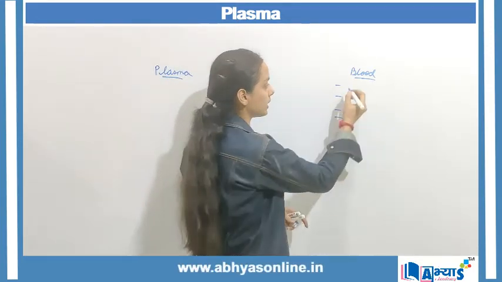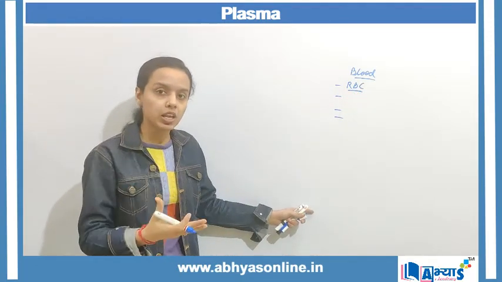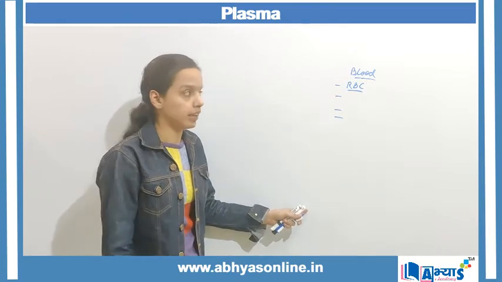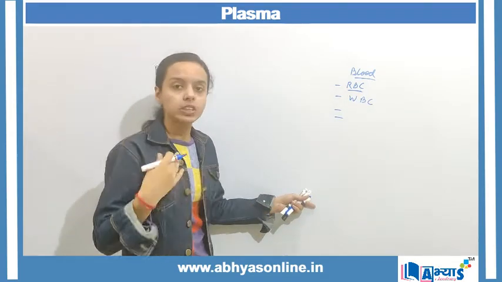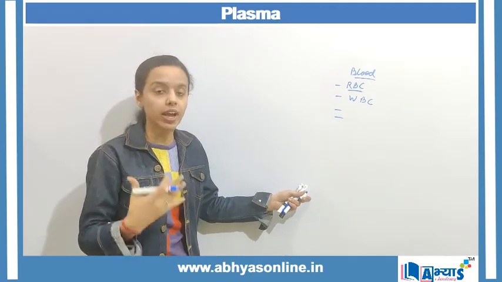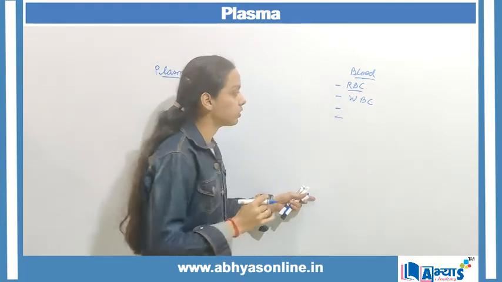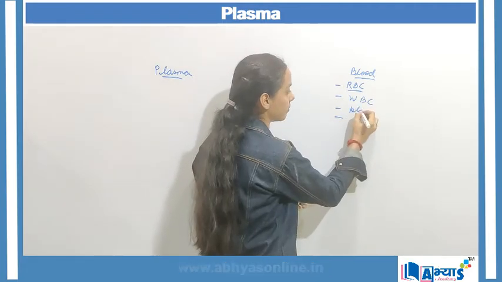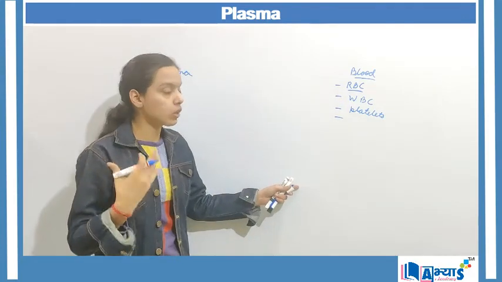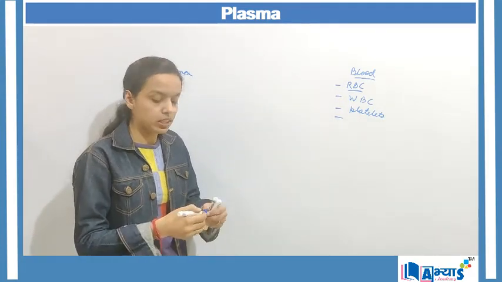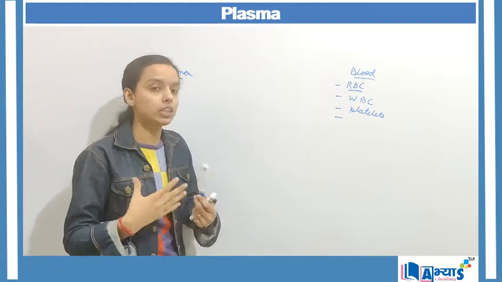The first is known as the red blood cells. It is because of the red blood cells and the hemoglobin that the blood appears to be red. Along with the red blood cells, blood also contains the white blood cells, which help to fight infection and give us immunity. The third important part of the blood is the platelet. Platelets help in the clotting of blood, so whenever you have any bleeding, they help in the clotting of blood.